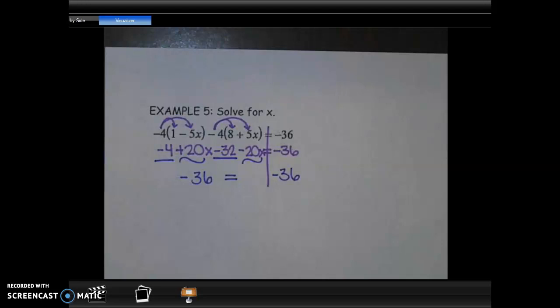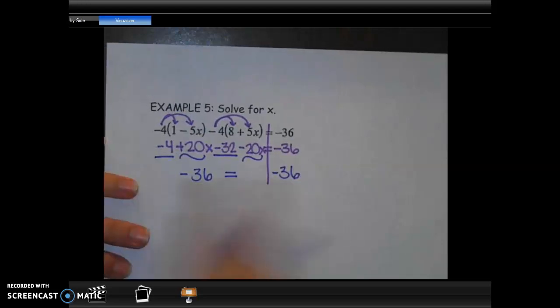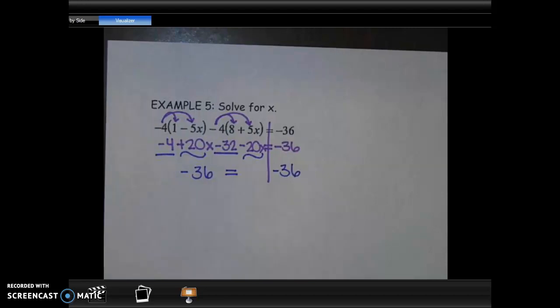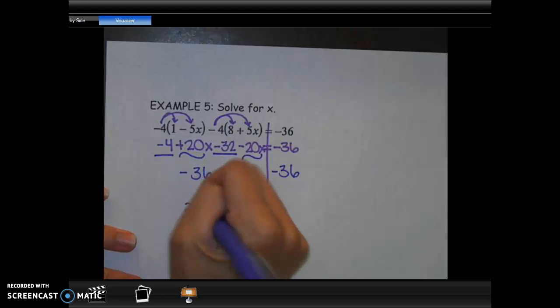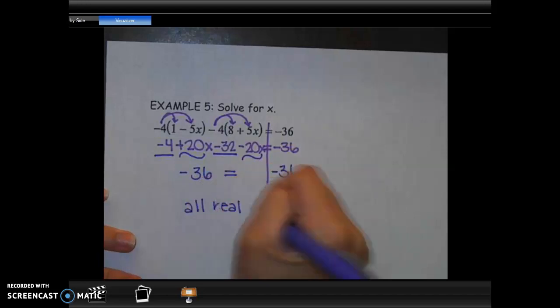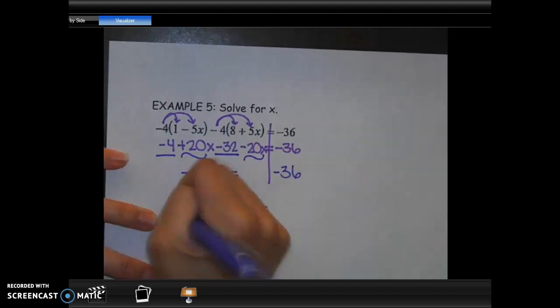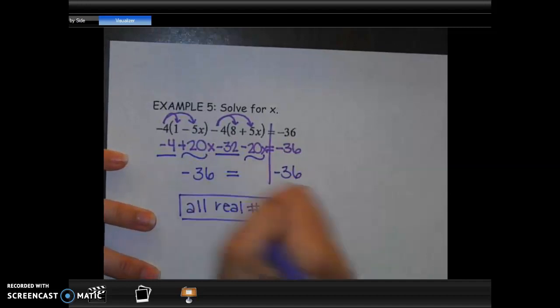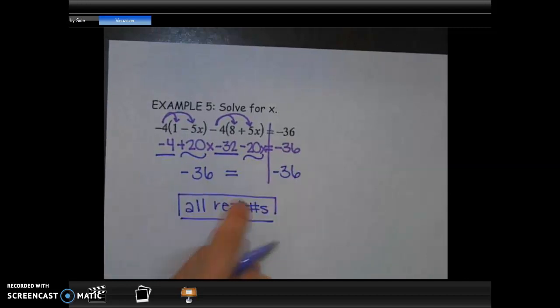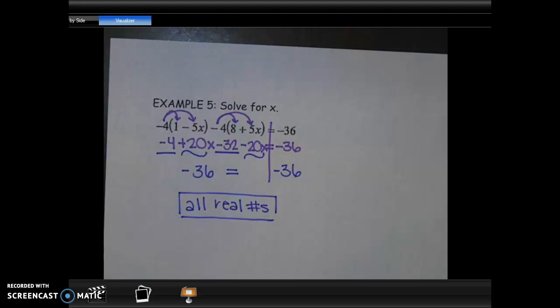And you're like, what do we do with that? Well, anytime you have it to where it's actually equal right here, that means all real solutions. Any number works. So you'd say all real numbers. Now, if by chance this happened and these were not equal, you would say no solution. All right?